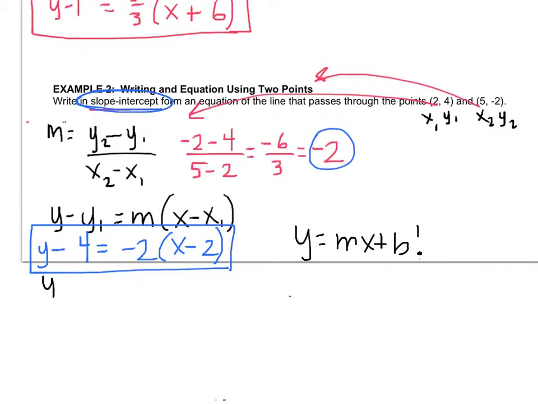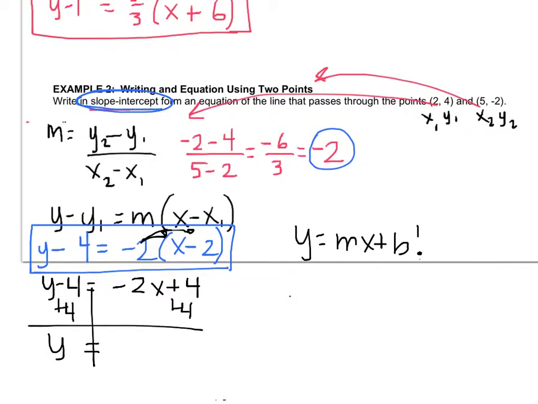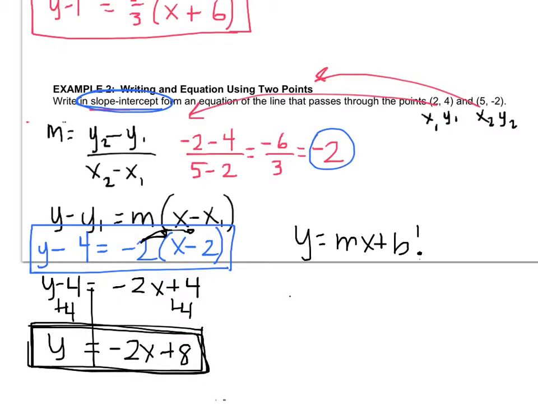So, I need to distribute. So, y minus 4 equals, I'm going to distribute the -2. -2x plus 4. Then I'll drop a line and add 4 to both sides. And now what they wanted is y equals -2x plus 8. This is the answer. Right here. Sorry about that. I almost got it wrong.